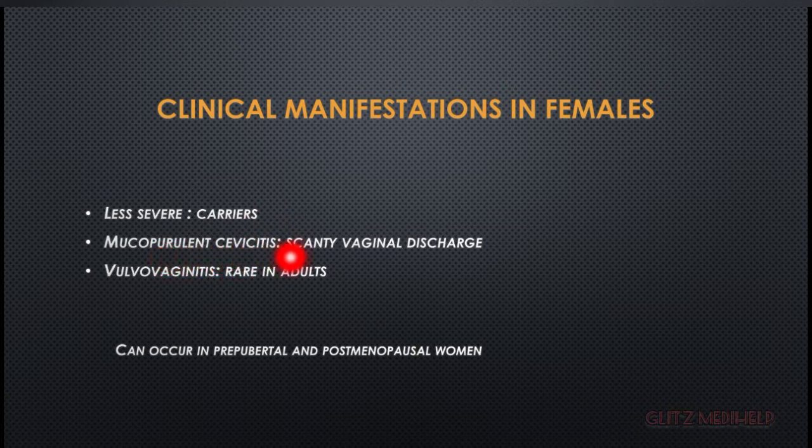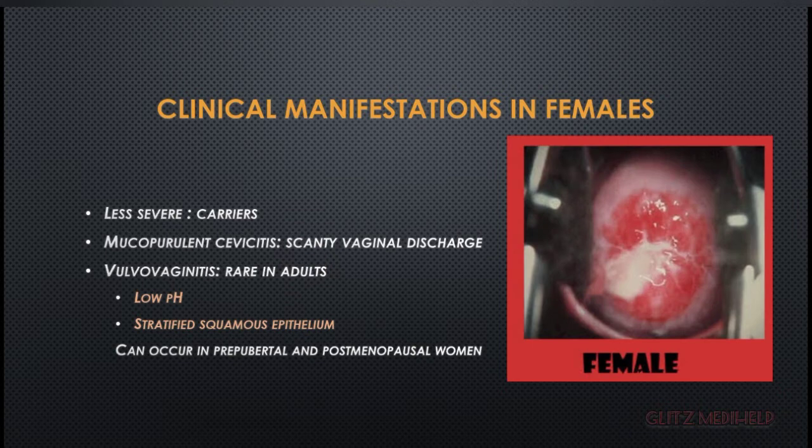There is some mucopurulent cervicitis with scanty vaginal discharge. Here you can see the scanty vaginal discharge, and there can be vulvovaginitis, that is inflammation of the vagina. But this is usually rare in adults. In adult females this is rare because of two reasons. One is the low pH, because the vaginal environment is usually acidic, which can kill the bacteria. The second is the lining epithelium, which is stratified squamous epithelium and can prevent bacterial entry. However, this can occur in prepubertal as well as postmenopausal women because their vagina is lined by thinned out mucosa and there is also a higher pH.